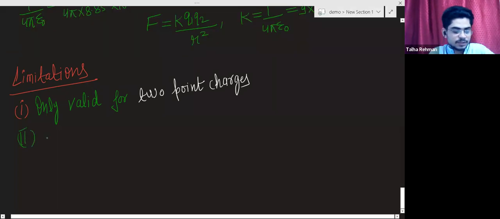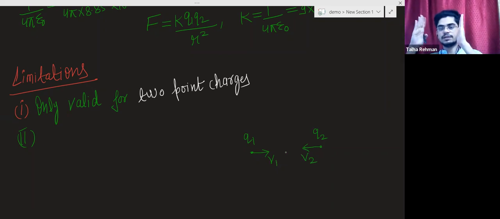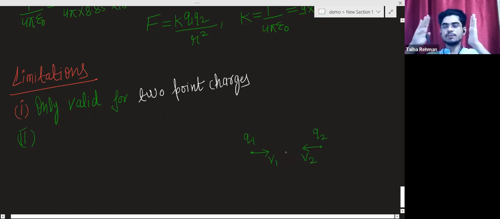And the second limitation is, suppose here is a point charge Q1, and this is another point charge Q2. And suppose these charges are moving like this with some velocity v1 and v2. This is one charge and this is another charge. They are point charges, but they are moving towards each other. In this case also you cannot apply Coulomb's law. Means in this case, this law fails.